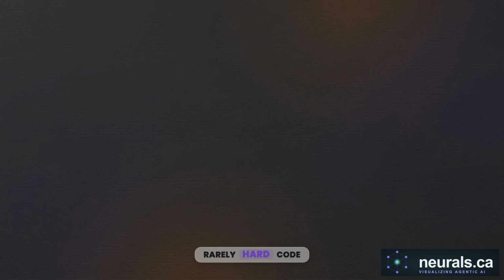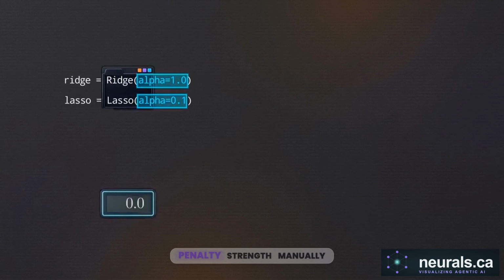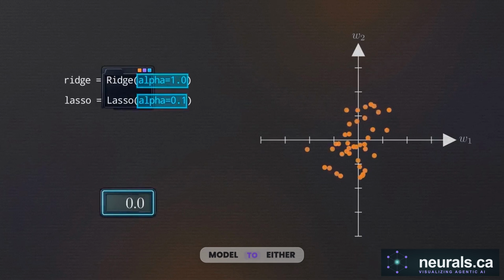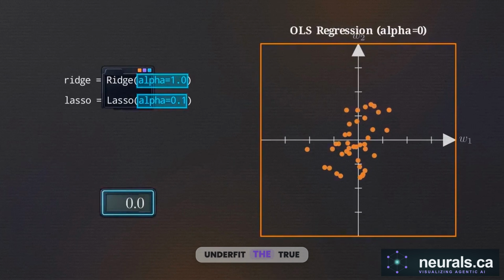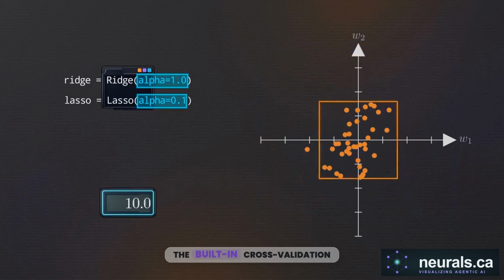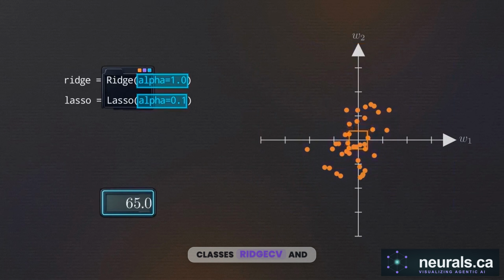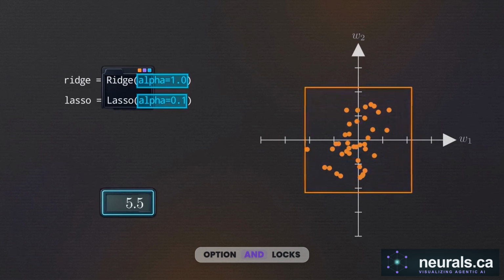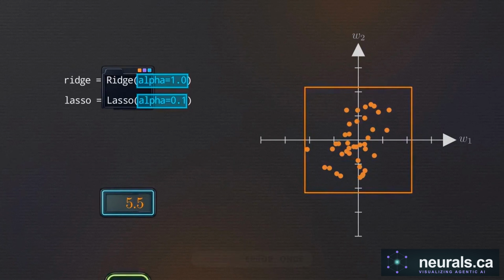You should rarely hard-code an alpha value. Guessing the exact penalty strength manually often forces a model to either overfit noise or underfit the true trend. Instead, pass a list of potential alphas into the built-in cross-validation classes, RidgeCV and LassoCV. The algorithm sweeps through every option and locks in the penalty that produces the lowest error.